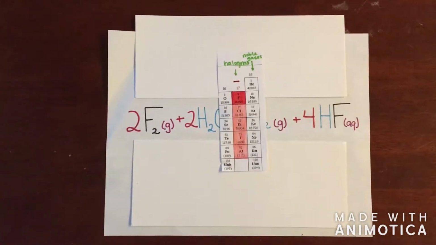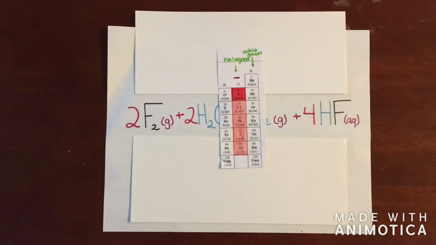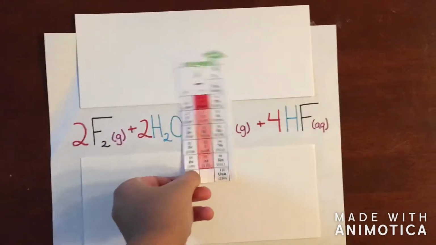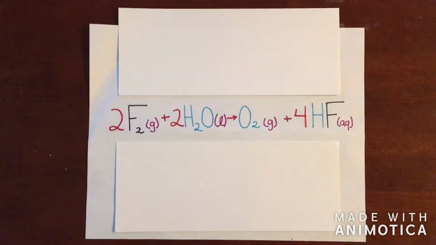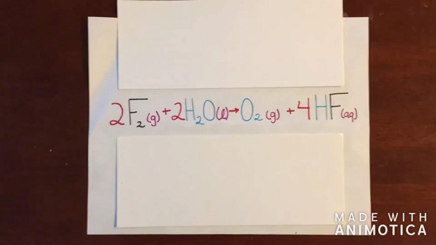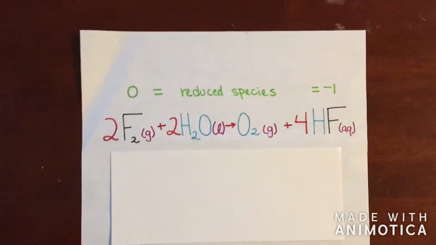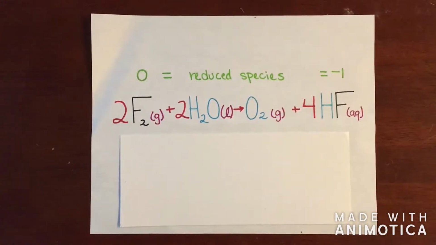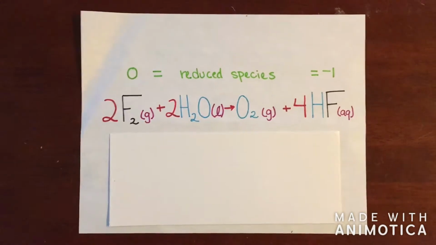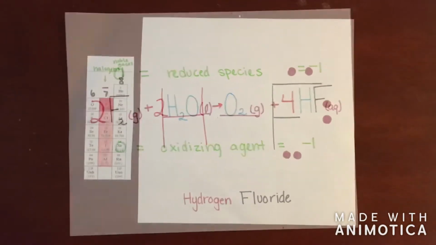Being from the halogen family, this also means that fluorine's oxidation state is -1. Because it is such a strong oxidizing agent, fluorine causes many substances to ignite when they come into contact. In this equation, fluorine is the reduced species since it starts off with an oxidation state of 0, then becomes -1. This would also mean that this is the oxidizing agent as well.